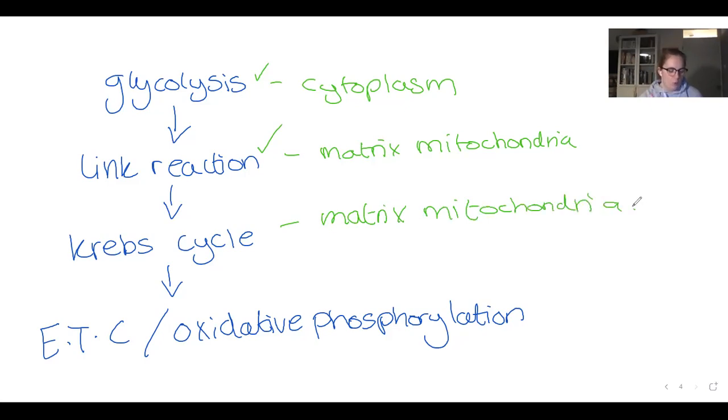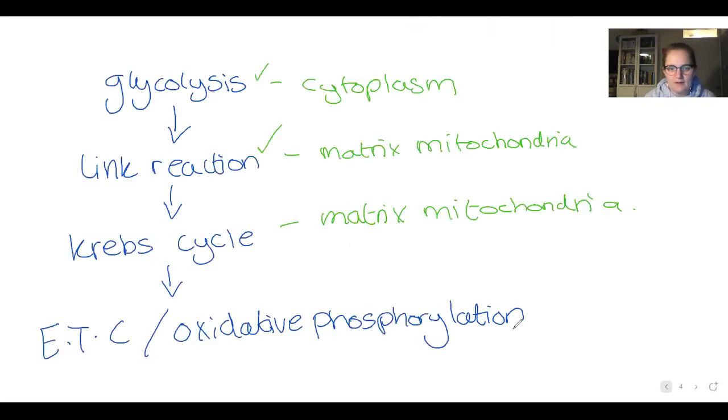And this happens once for every pyruvate molecule. So this happens twice per glucose molecule. So, Krebs cycle. This is stage 3. I'm going to write it here. Krebs cycle. So it happens twice per glucose molecule because it happens for each pyruvate molecule.